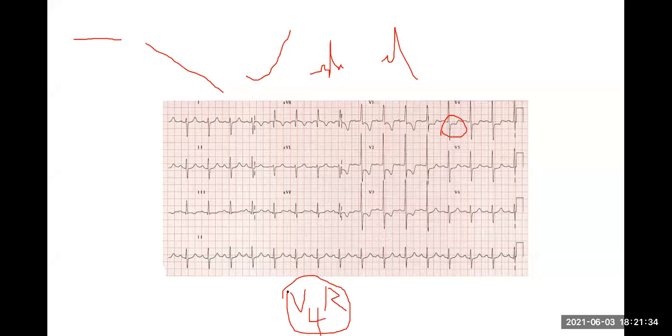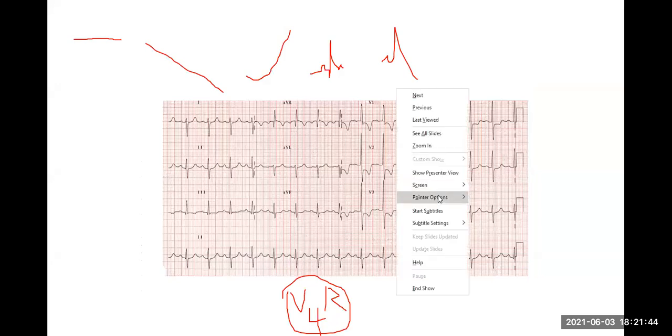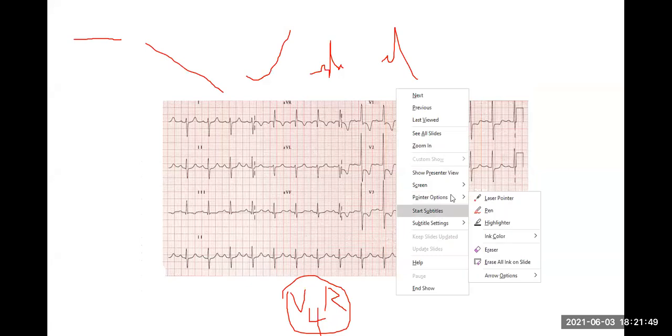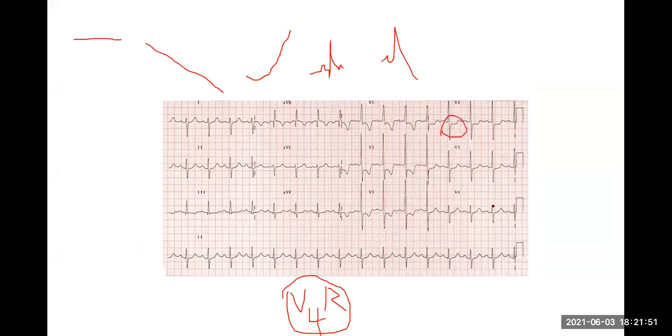Okay, right. So how do you get a clue about a past MI? That is from Q waves, right? So if you have a past old MI, you will see Q waves, deep Q waves.